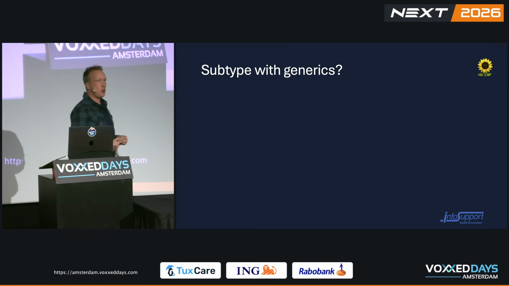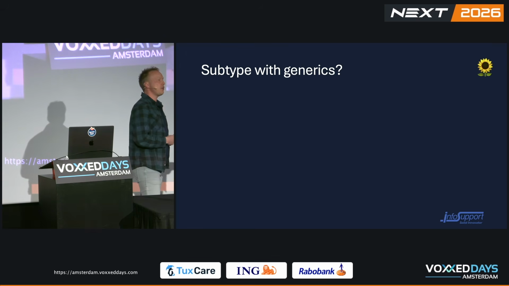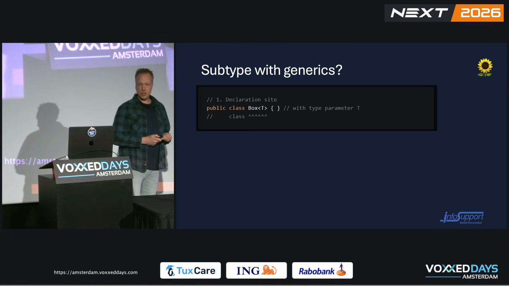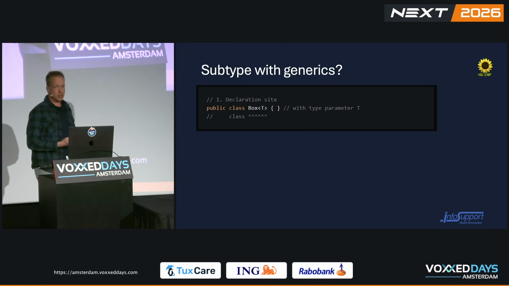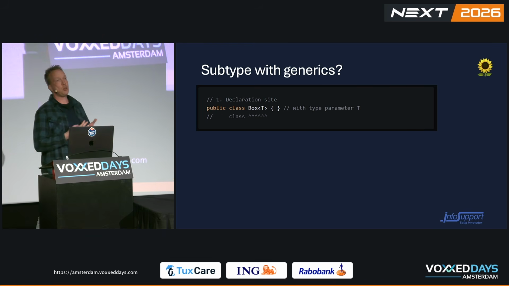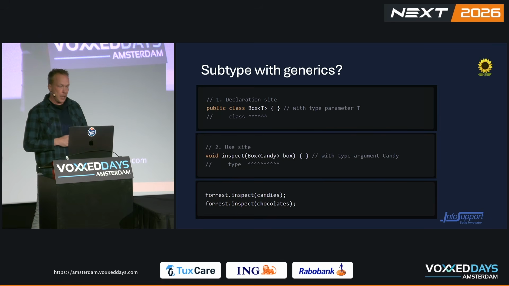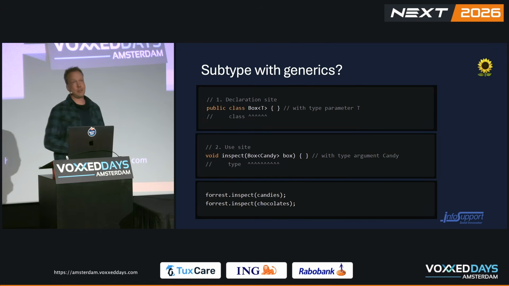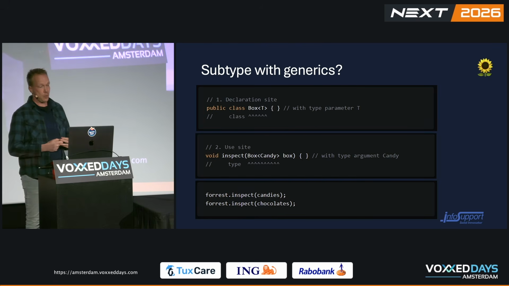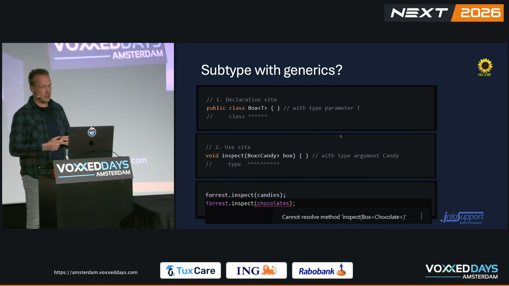But does the same hold when we work with generics? So suppose we have a class Box of T. T we call here the type parameter. When we use Box, we have to supply a type for T, which we call type argument. Can we then pass a Box of Candies, and also a Box of Chocolates, like in the simple type case? Well, when we try to compile this, the answer is no.